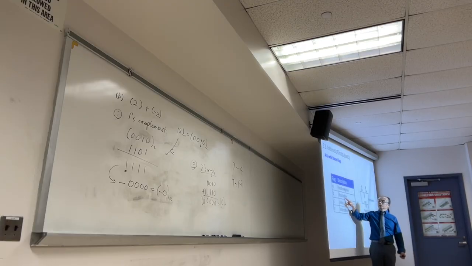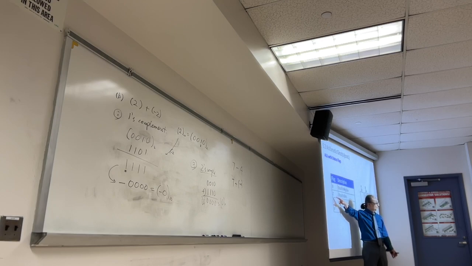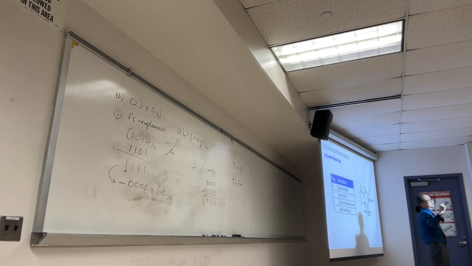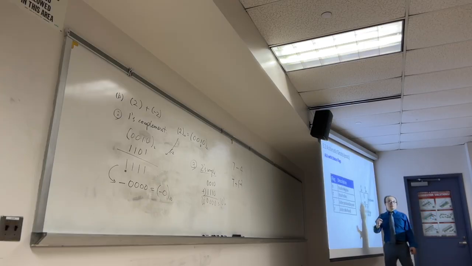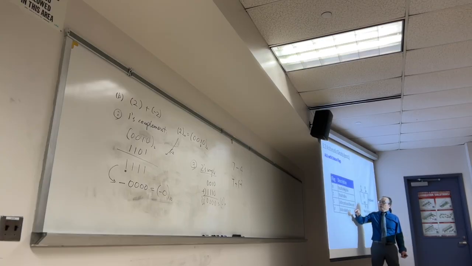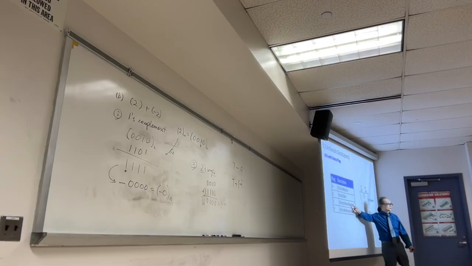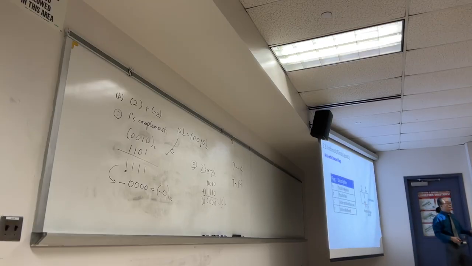If the result is 0, then z equals 1. It's a little bit confusing, but when z equals 1, that means the result is 0. When z equals 0, the result is not 0. It's confusing, but makes sense, right? And then the carry and overflow, those are straightforward. Okay.